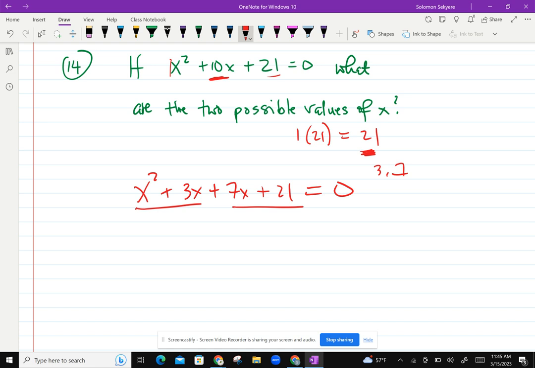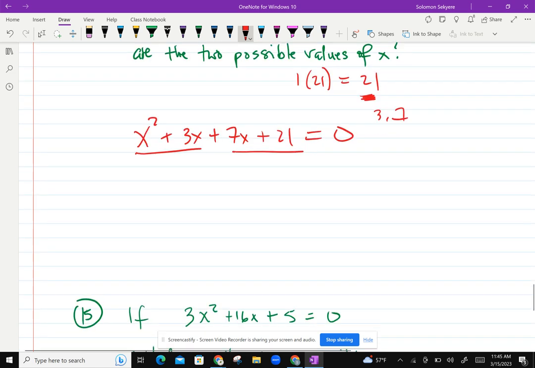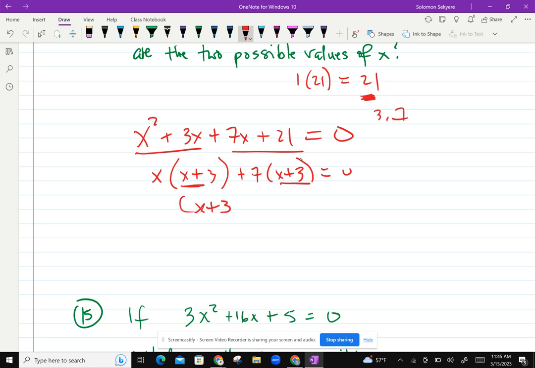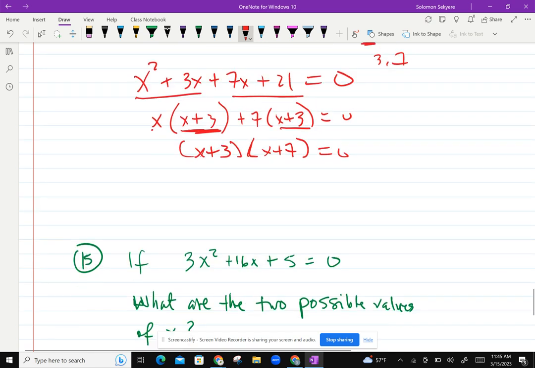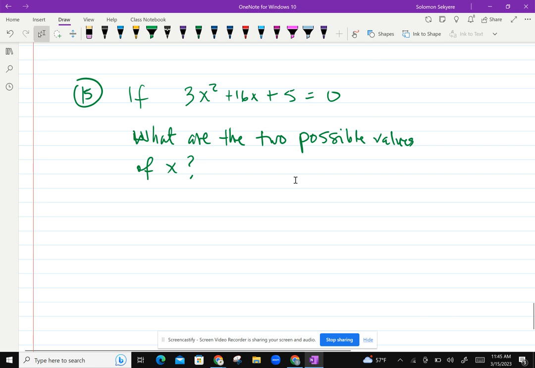Factorization by grouping. X, x plus 3 plus 7, x plus 3 equals 0. What is common again? X plus 3 is common. Take it out. If we take x plus 3 out, we'll be left with x plus 7 equals 0. This is what you're going to set to be equal to 0. And then you have x equals negative 3, x equals negative 7. Those are your answers.